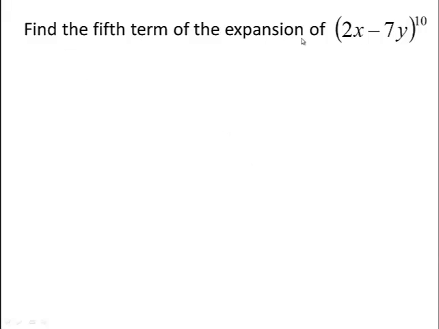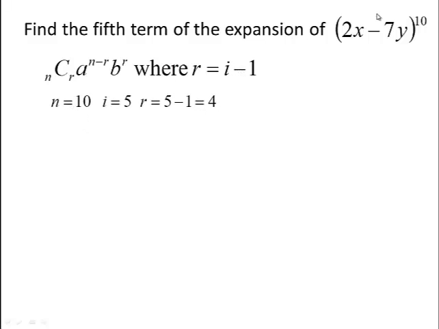Find the fifth term for the expansion of this binomial expansion. From this, we need this formula where R is 1 less than the term that we're trying to find. I is 5. We want 1 less than that for R. So now we know that N is 10. I is 5, which makes R 4. Putting my numbers in, I get 10C4, 2x to the 6, and -7y to the 4th. That's my A and B.